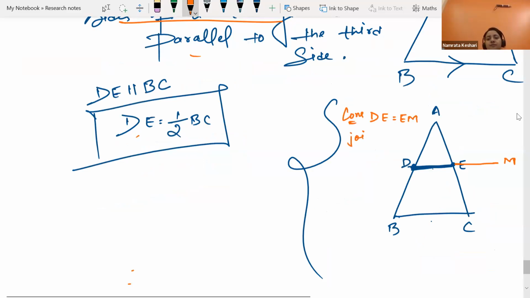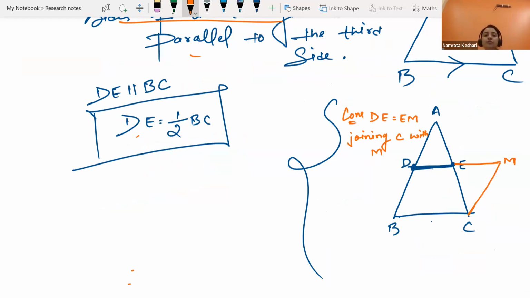Joining C with M. Okay, we are doing the construction, we are extending this DE till M such that DE and EM both are equal. That way we are doing the construction. Okay, and then we are joining this M point with this C like this.